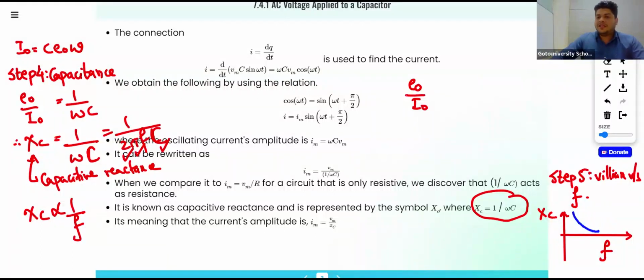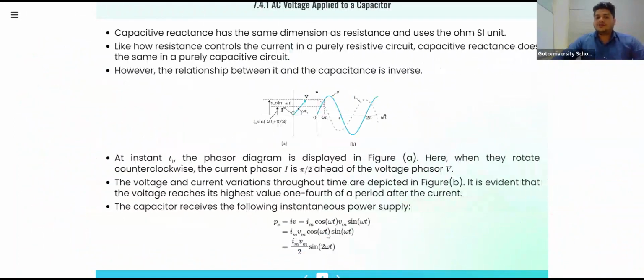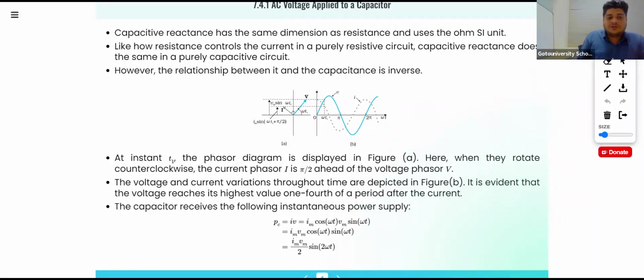Now the last one, this last one will be the same as the previous one. You will get the power value as 0. So let's see the last one. In the last case, you have to find power. So power is equal to what? Power is equal to V into I. V into I means E into I. What is E in this case?